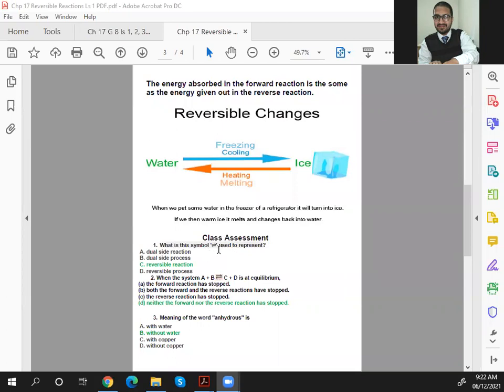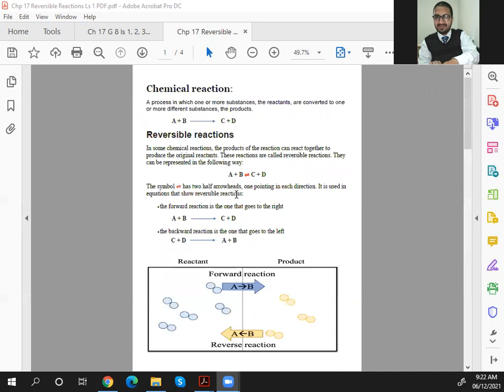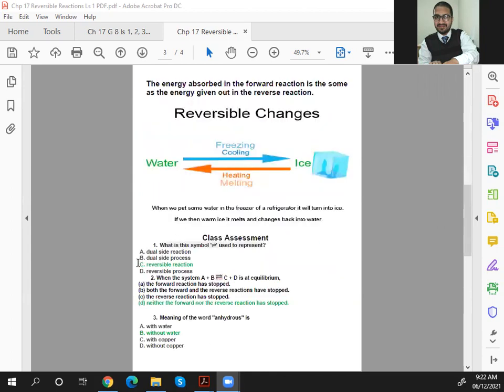The first one in front of you, dual side reaction. It's not the correct one. Second, dual side process. Not suitable. C, reversible reaction. As you know very well, from the beginning, we use this symbol for reversible reaction. So the correct one is option C. If you have any question about this statement or MCQ, you can raise your hand, otherwise type no in the chat.